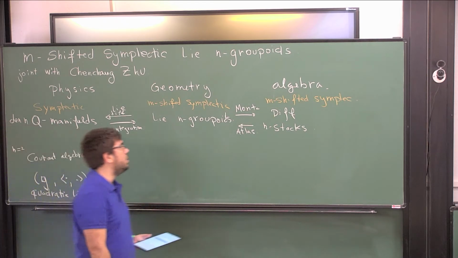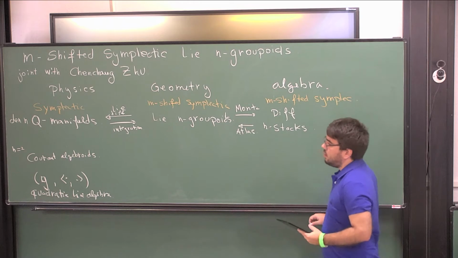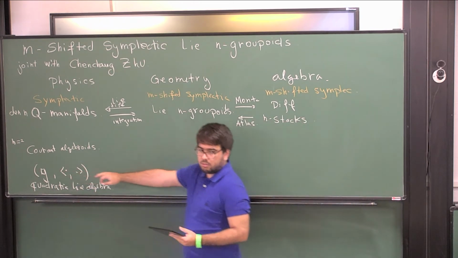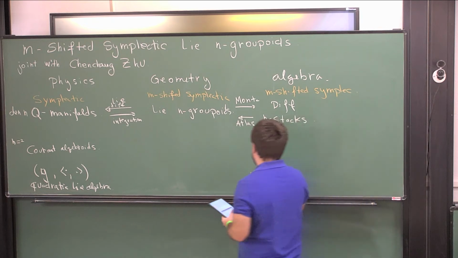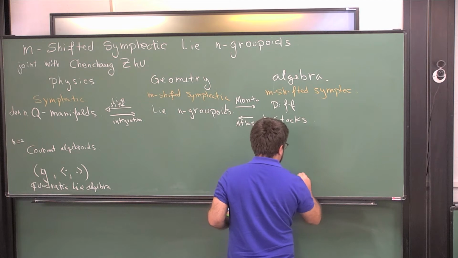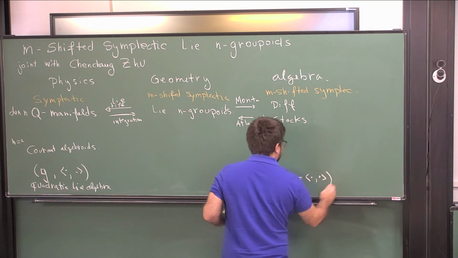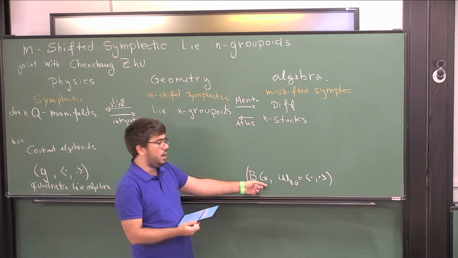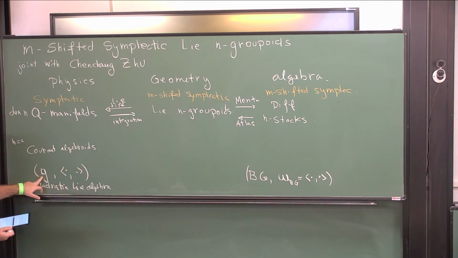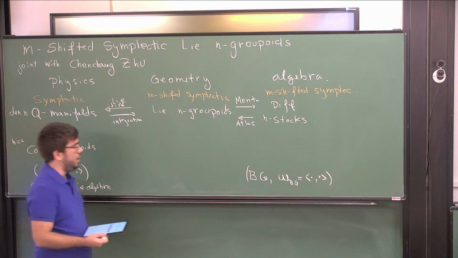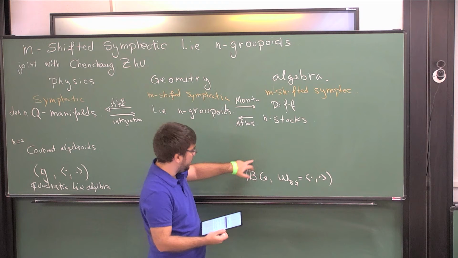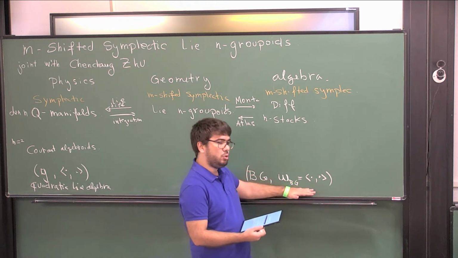On the other side, here, the differentiable one-stack that is two-shifted symplectic corresponding to quadratic Lie algebras is BG, with this omega on BG that is also encoded by the pairing. So BG here is just the classifying stack corresponding to the Lie group integrating this Lie algebra. And I think that it was shown by Pantev, Toën, Vaquié, and Vezzosi that this stack carries a two-shifted symplectic structure.